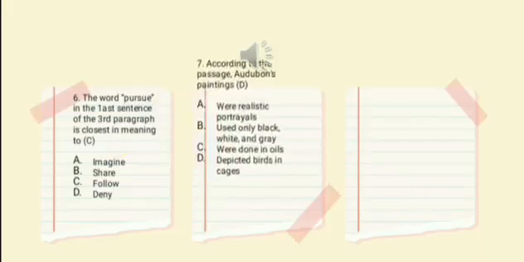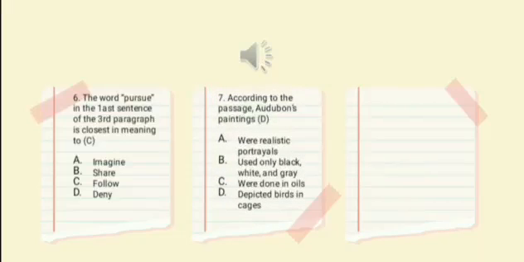And the next, number 7. According to the passage, Audubon's painting, blah blah blah. The answer is D, depicted a bird in a cage. So the answer here is D because the keyword is in paragraph 3, so we focus on paragraph 3, where it already explained about Audubon's painting.